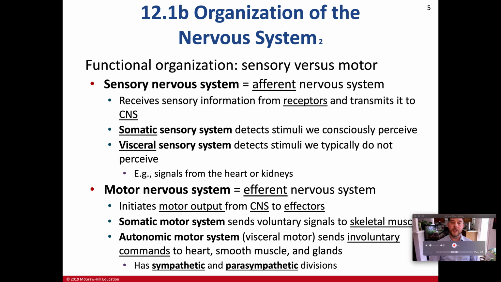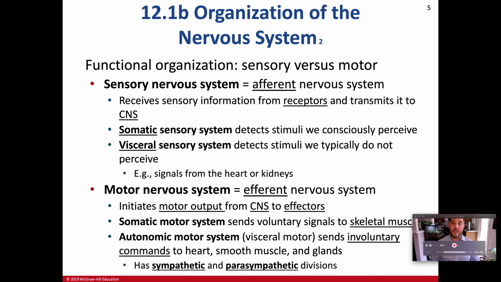The other functional organization is the motor nervous system. This is also called the efferent nervous system. And again, you can think efferent effectors, actually changing a response, as well as efferent exits the central nervous system. So the sensory nervous system is going to be the afferent coming in towards the CNS, whereas the motor nervous system is going to be efferent going E-way or exiting. This initiates motor output from that central nervous system to the effectors, the muscles or the glands.